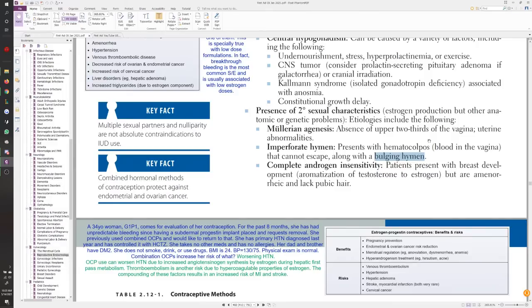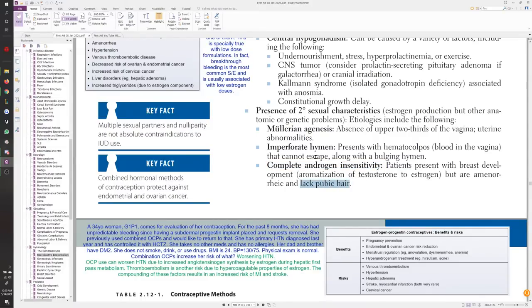And that's only just a menses question. Complete androgen insensitivity. Just reading from the name, you should know exactly what that means: that androgens are being made. Patients present with breast development because of aromatization of testosterone to estrogen, but are amenorrheic, and the number one key feature is lacking pubic hair.